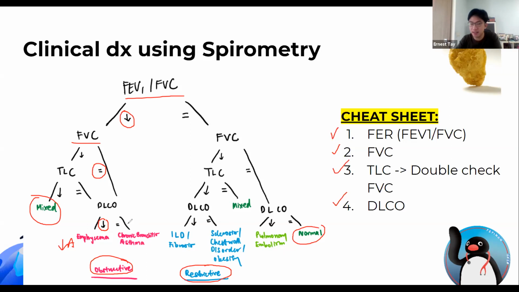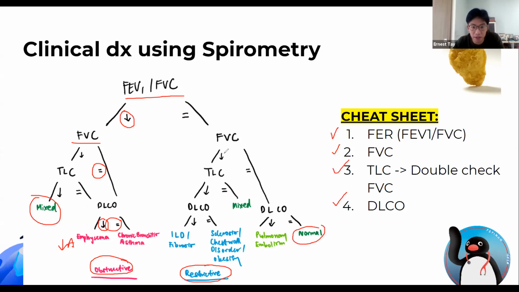On the other hand, if DLCO is the same, then I'm thinking, okay, first it's an obstruction picture, but then there's no problems with the diffusion across my alveoli and my capillaries. So that means probably there's some kind of mucus plugging my airways, and then it will point me towards chronic bronchitis and asthma.